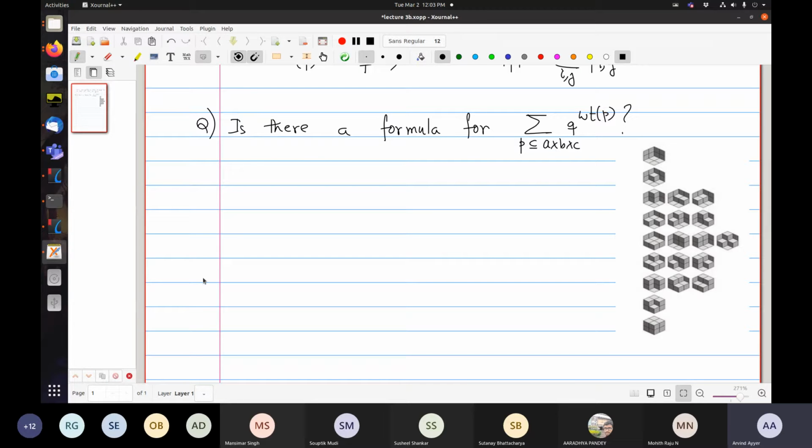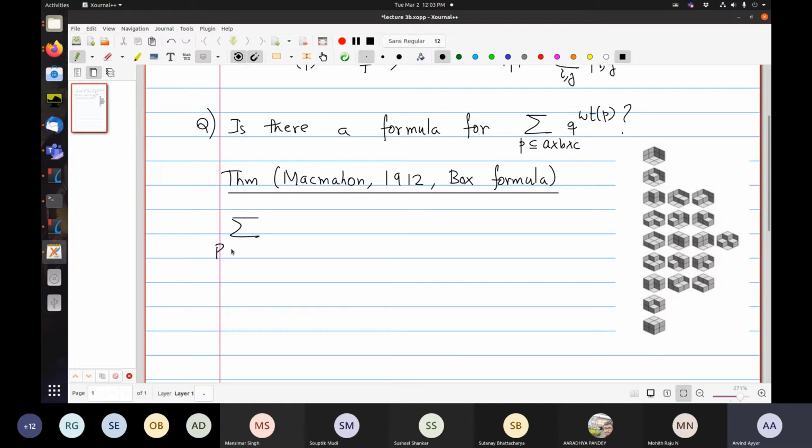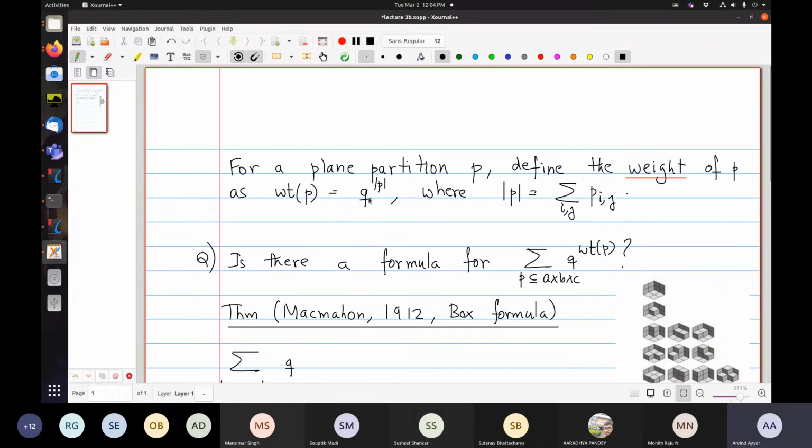And this brings me to this beautiful theorem of McMahon. This is called the box formula. This is the theorem by Percy McMahon, 1912. It's one of the nicest formulas in combinatorics, which is that the sum over P inside an A by B by C room of Q to the, oh, what did I do? Oh no, I'm sorry, I wrote some nonsense here. This should just be weight.